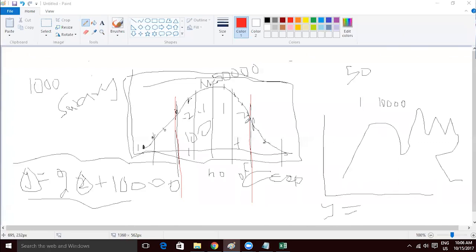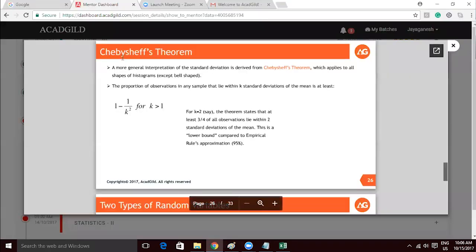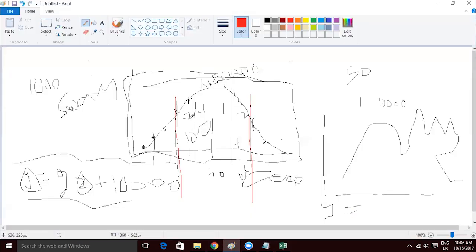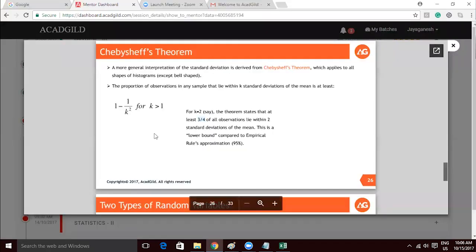To calculate, you can basically follow Chebyshev's theorem. So this k is nothing but a standard deviation. It should be greater than 1. Now the question is, how many samples are lying between 2 standard deviation? You can apply this formula, 1 minus 1 by 2 square, which is 1 by 4, so which is basically 3 by 4. So 3 by 4 samples are lying between 2 standard deviation. So almost 95% of the samples. I'm sorry, 75% of the samples. That's nothing but Chebyshev's theorem.